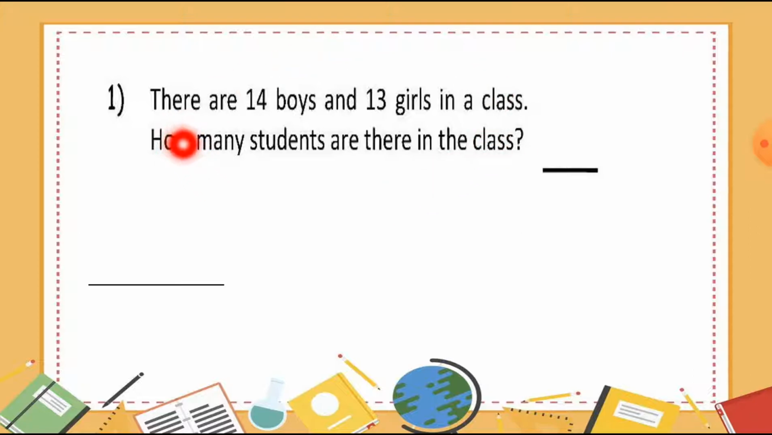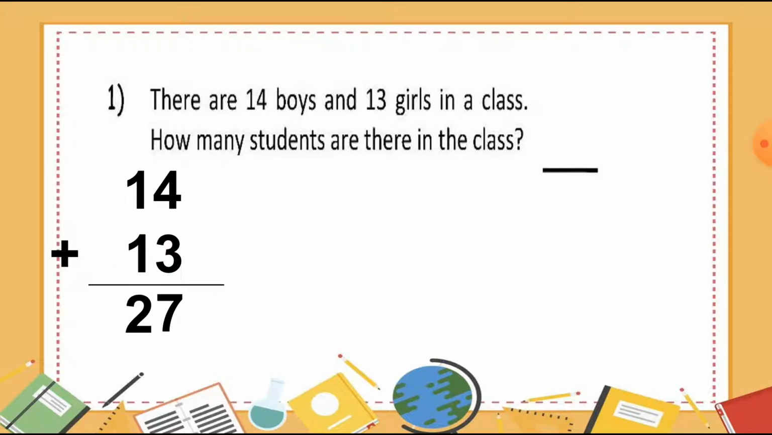Now the next one. There are 14 boys and 13 girls in a class. I repeat this. There are 14 boys and 13 girls in a class. How many students are there in the class? This is the question, how many students together, boys and girls, in the class. So we have to add these two numbers this way, 14 plus 13. Then 4 plus 3 at the ones column is equal to 7, and at the tens column 1 plus 1 is equal to 2. So how many students in the class? So 27 students in the class.